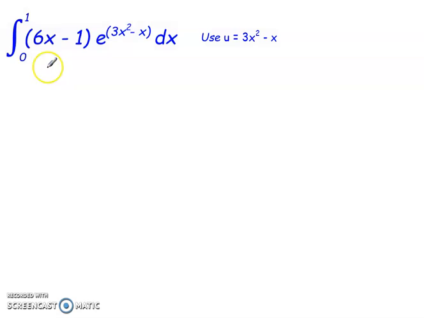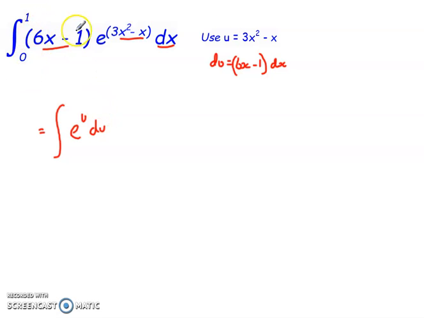Last question was this one here. Integral from 0 to 1 of 6x minus 1 times e to the 3x squared minus x dx. And again, I'm telling you to use u equals 3x squared minus x. So if I use u equals 3x squared minus x, take the derivative straight away, and I get du equals 6x minus 1 dx. So bonus to that, I can now get rid of this part and this part, as well as the power. So I can rewrite it essentially quite nicely as the integral of e to the u du. Now all I've got to do is calculate my new limits.